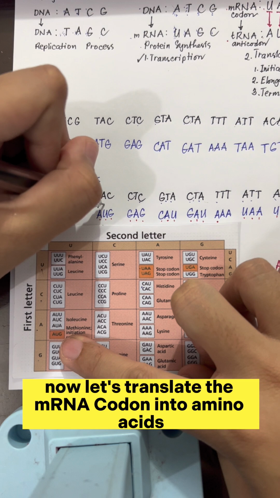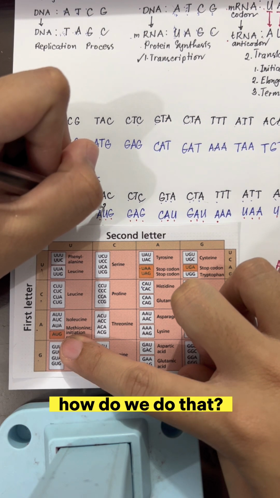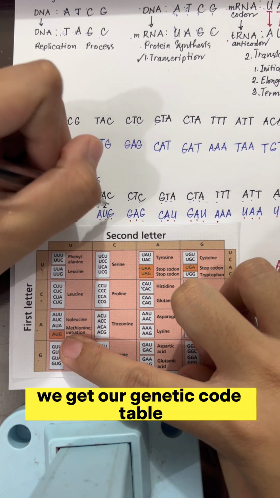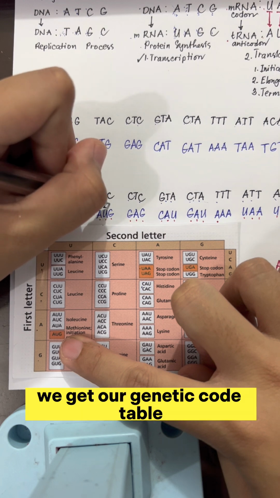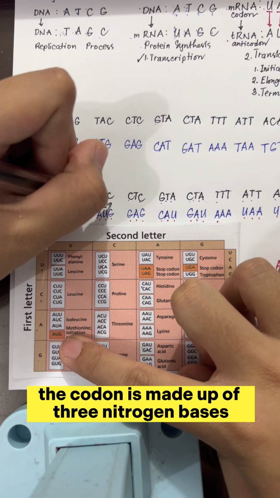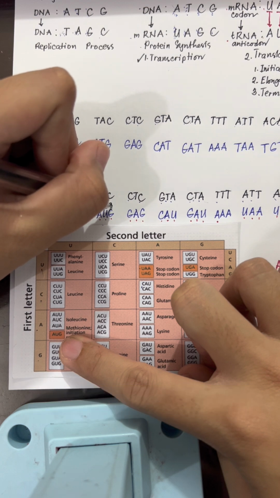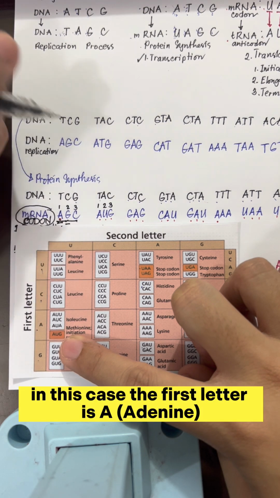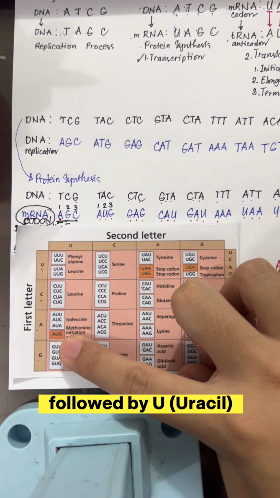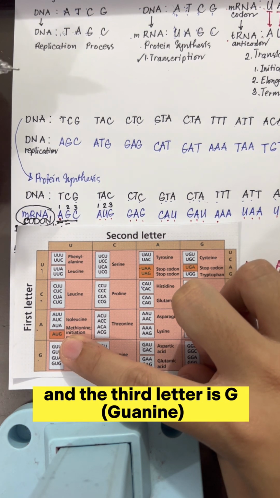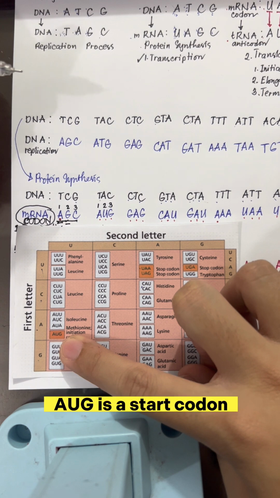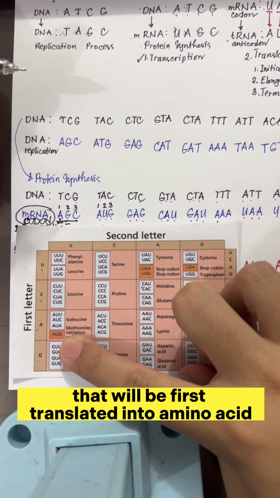Now let's translate the mRNA codon into amino acids. How do we do that? We get our genetic code table. The codon is made up of 3 nitrogen bases. In this case, the first letter is A, followed by U, and the third letter is G. AUG is a start codon, so it is the codon that will be first translated into amino acid.